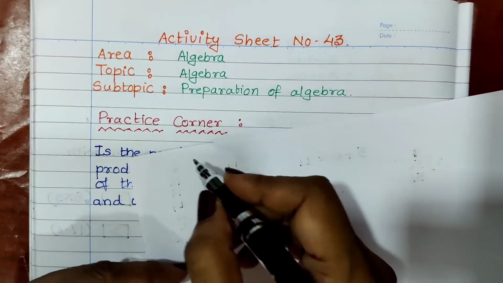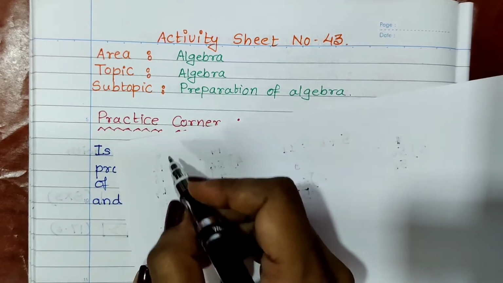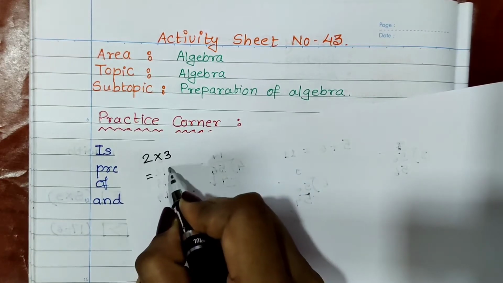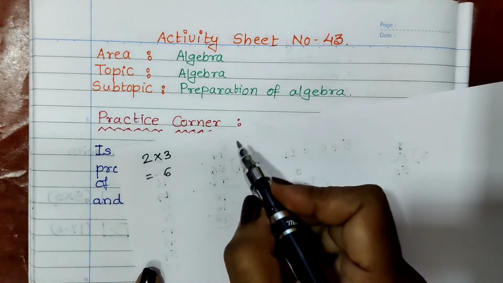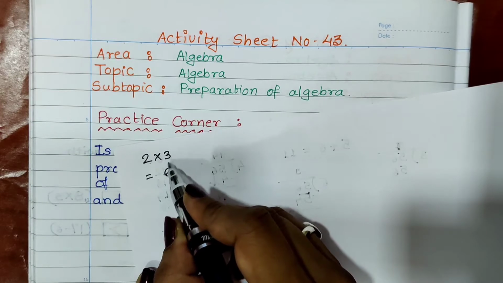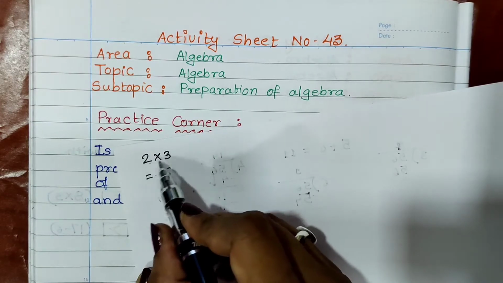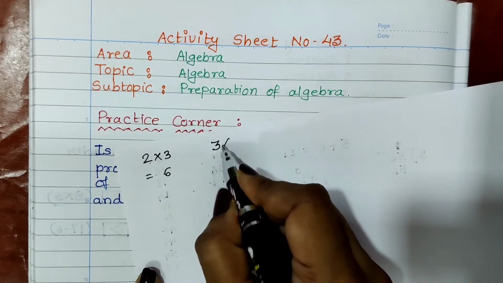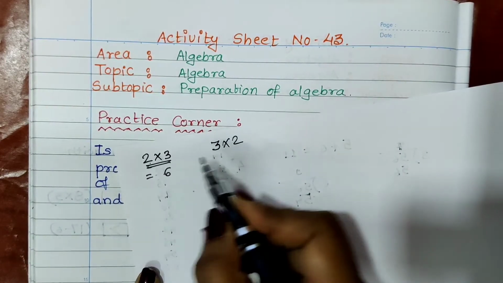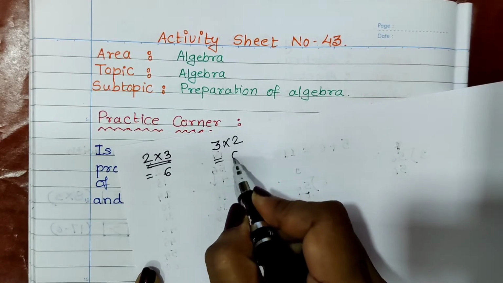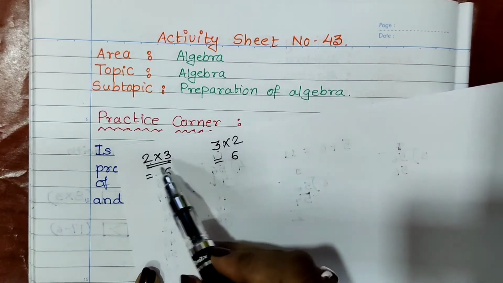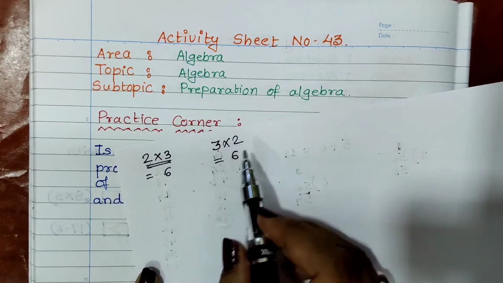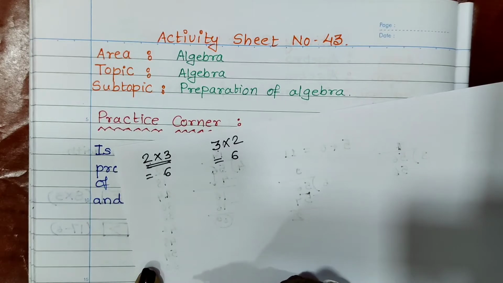For example, if I write a product of any two numbers, for example 2 multiplied by 3, what is the product? 6. Correct, the answer is 6. If I interchange their order, that means in place of 2 if I write 3 and in place of 3 if I write 2, that means if I write 3 into 2 in place of 2 into 3, what will be the answer? It will be 6. Isn't it the same? I changed the order of the numbers, but the answer is the same. The answer of the product is the same.